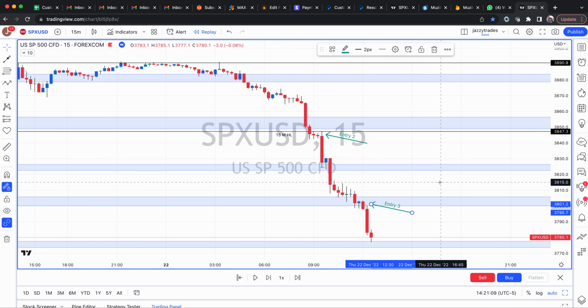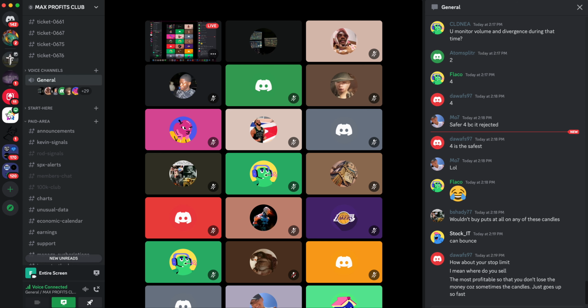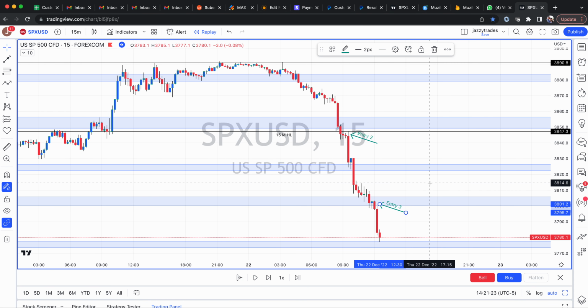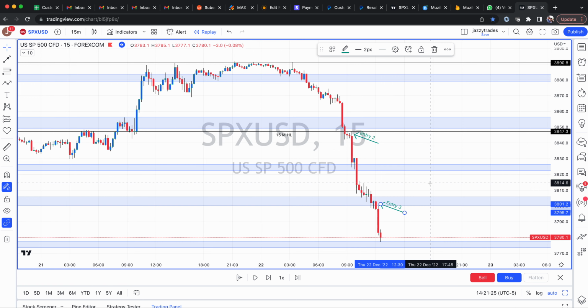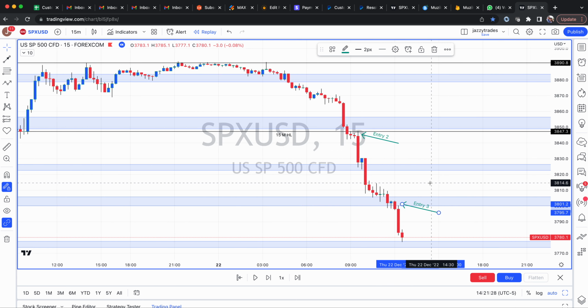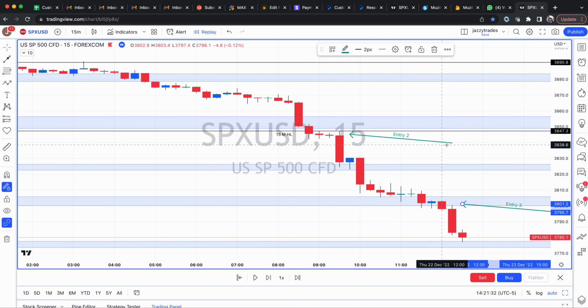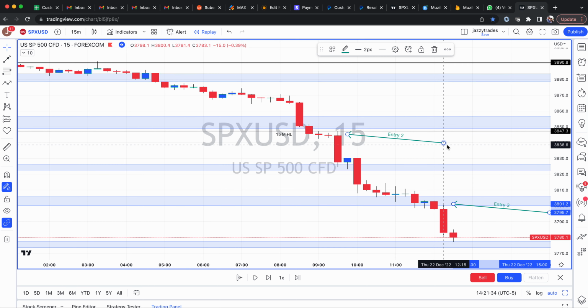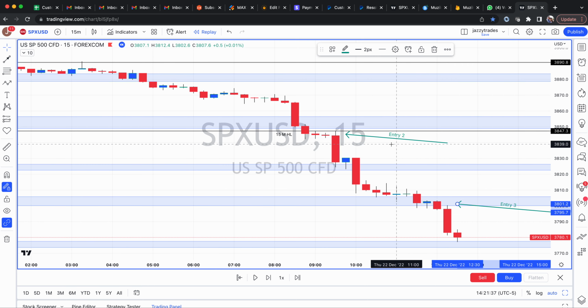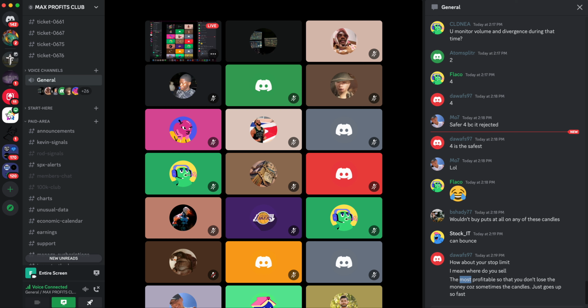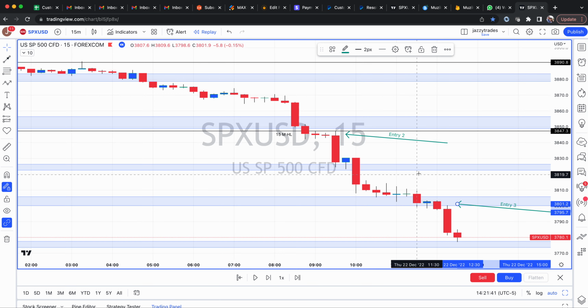Okay. Where is entry 1? How about your stop limit? I mean, where do you sell the most profitable so that you don't lose the money? Sometimes, yeah, I'll answer these questions in a second. Okay, I will. But where is entry number 1? Can anyone tell me? I'll zoom in so you can see every single 15 minute candle. Does anyone know where entry number 1 is?